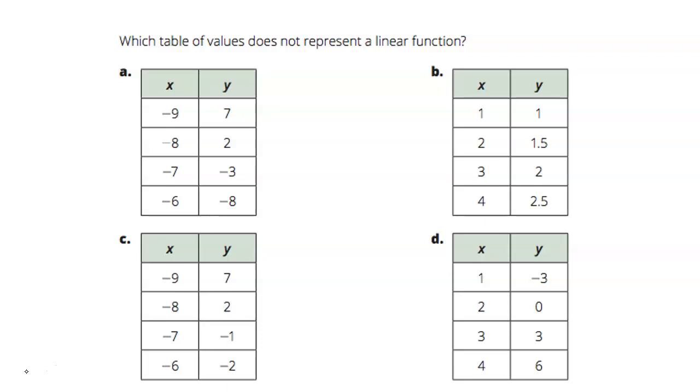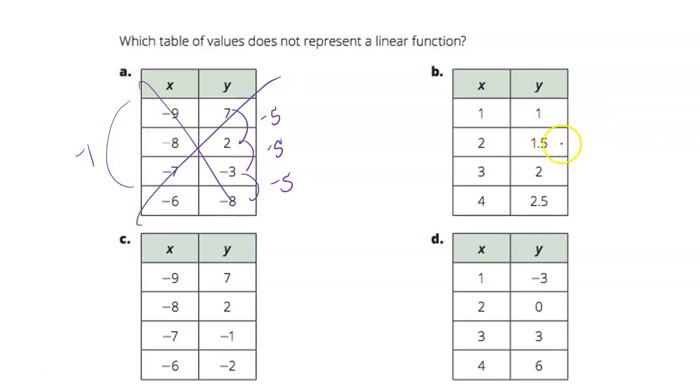So the easiest way to look at this one would be to just check to see how each one is changing. So 7 minus 5 is 2, minus 5 is negative 3, minus 5 is negative 8. And then negative 9, 8, 7, 6 is all going down by negative 1. So that one's linear.